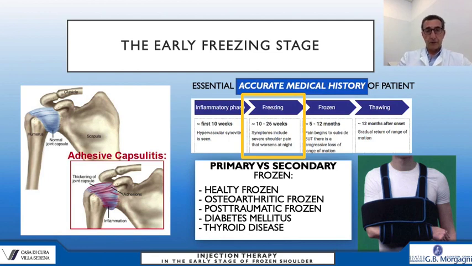Before, the colleague talked about the different stages of the frozen shoulder, and I will focus on the freezing phase, that is a period between 10 and 26 weeks, where we are going to have symptoms that include really severe pain of the shoulder, especially at night.